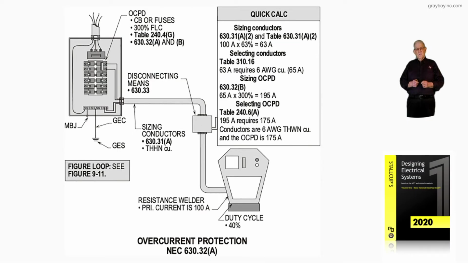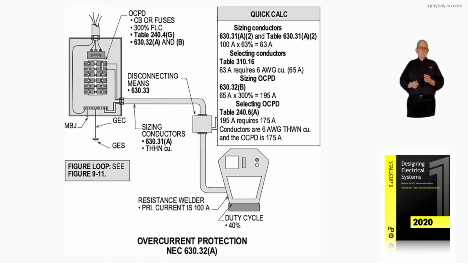Now, this illustration deals with overcurrent protection in accordance with NEC 630.32A as an example. To start with, this section deals with resistance welding. Let's review the information. An arrow is pointing toward the welder. The resistance welder's primary current value is 100 amps. The duty cycle of the operation is 40%, the way the welder will weld on and off.